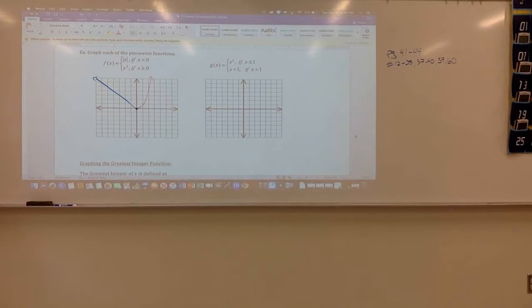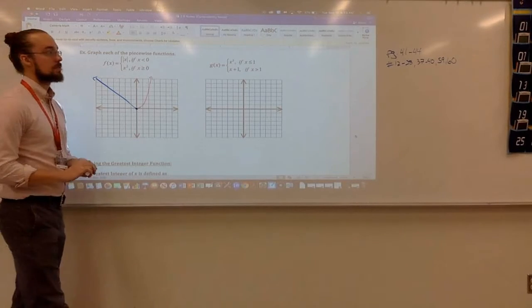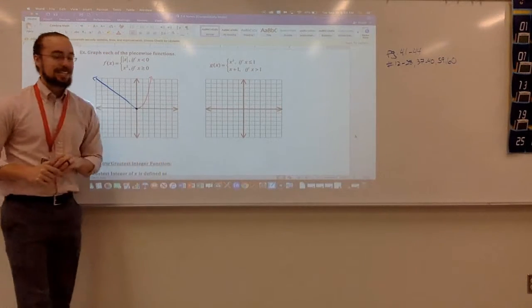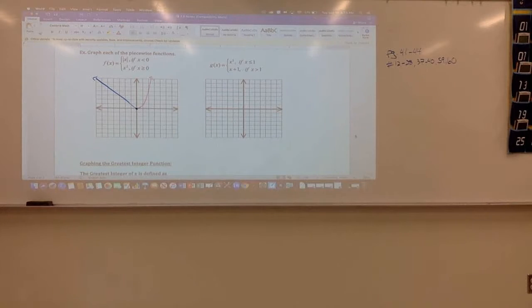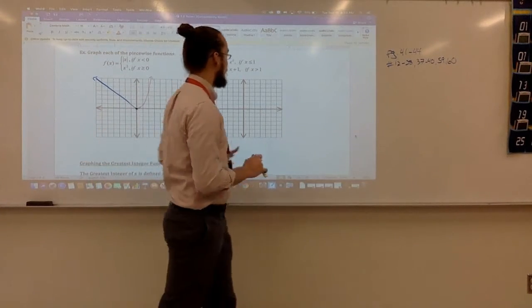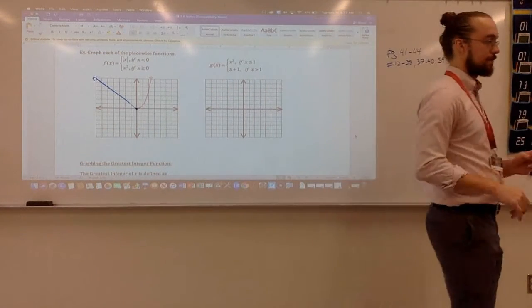You okay with that one? Alright, why don't you guys take a couple of minutes and try this second one here. Graph x squared if x is less than or equal to 1, and then x plus 1 if x is greater than 1.